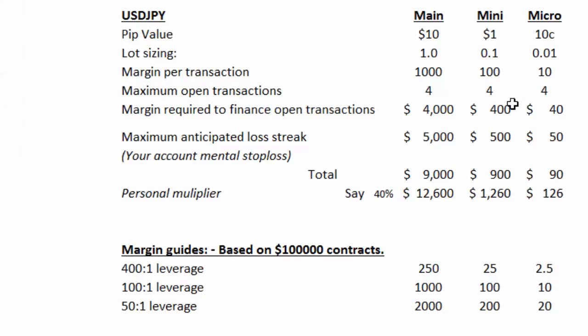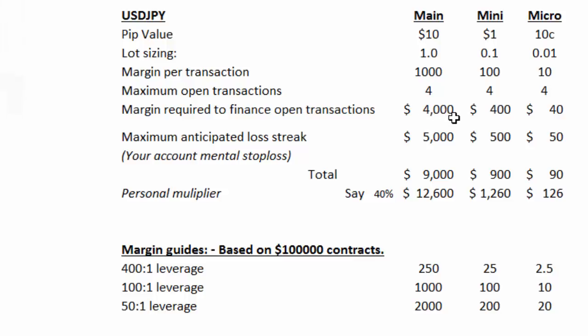So I have put in there maximum open transactions 4. Now this will be different depending on your trading style or the EA that you actually use. So why is that important? Because that's the amount of money you need on an ongoing basis to trade the EA or your trading system. So let's say we have four deals going with this EA. You would have to have 4 times the margin required to trade one set of transactions.